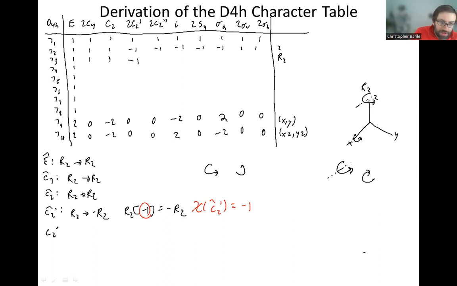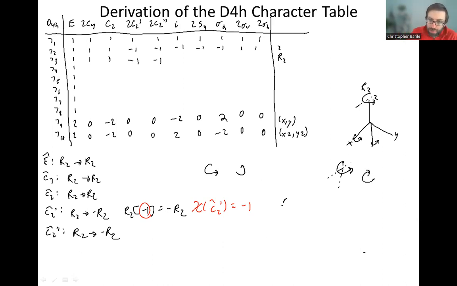If we think about the C2 double prime, it's actually going to be very similar. It's going to do the same thing. Now instead of doing a rotation along the x, remember we're doing a rotation that way, but we're still going to be bisecting this rotation vector. And so it's going to flip. So you have a -1. Okay, what about the inversion operation?